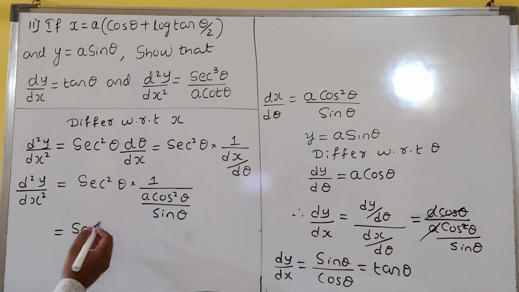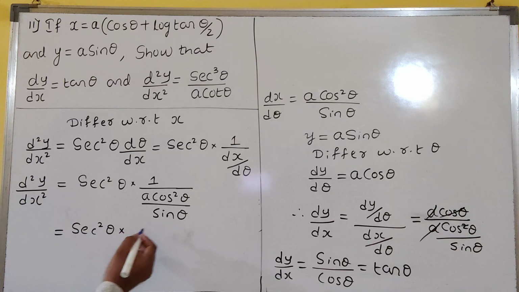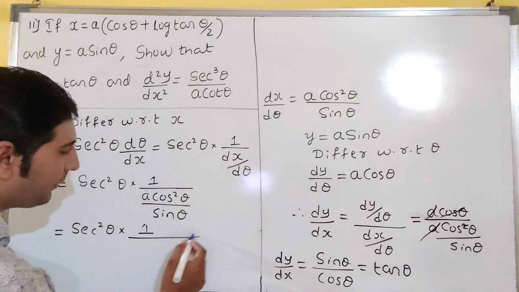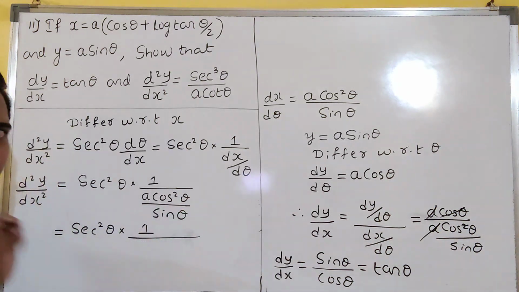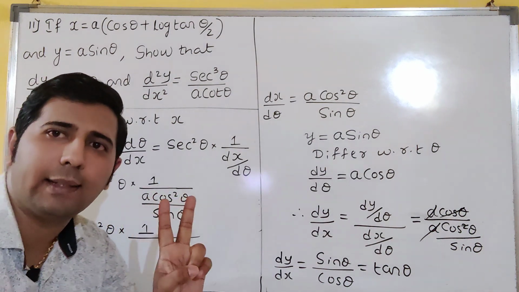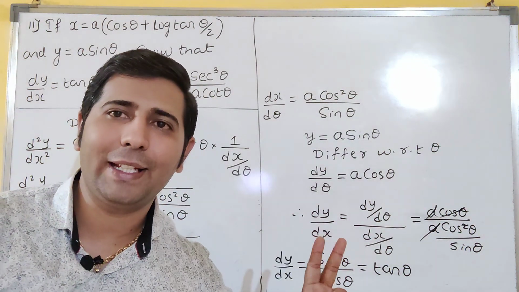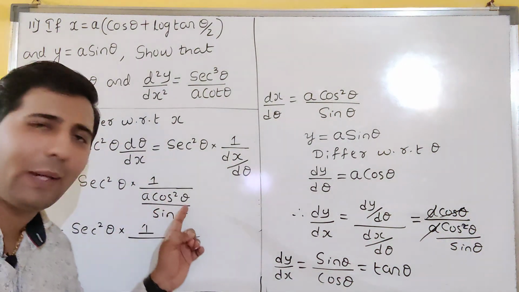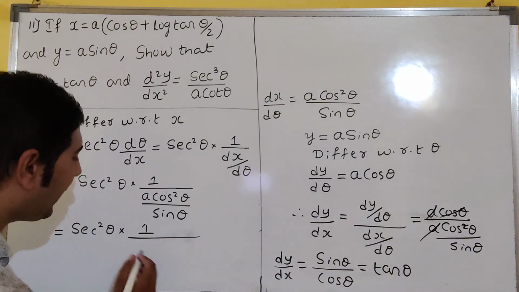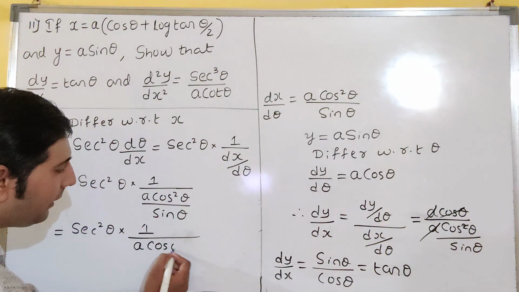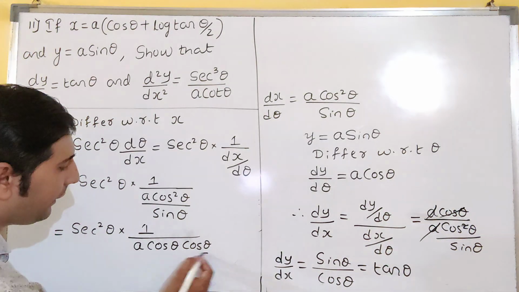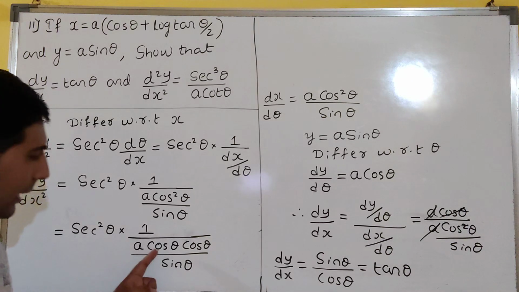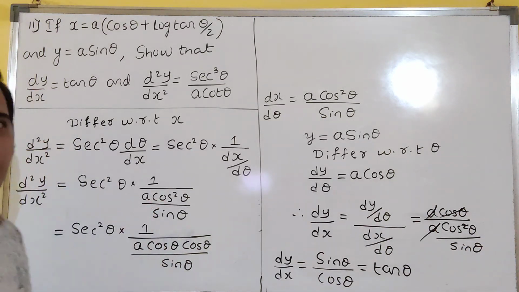Sec square into 1 is, let it be, you can keep like that only, 1 divided by what? How many cos are there here? Cos square theta it is. 2 cos are there or not? Will you agree? Are you seeing everyone?